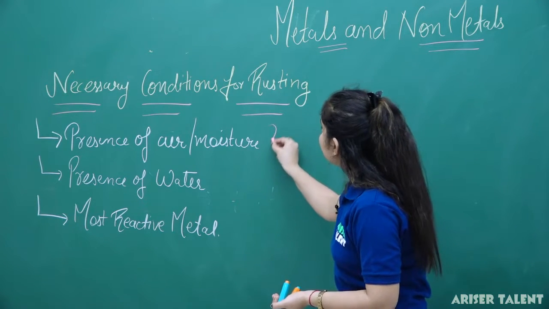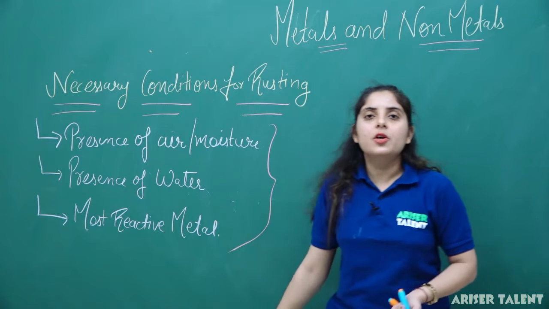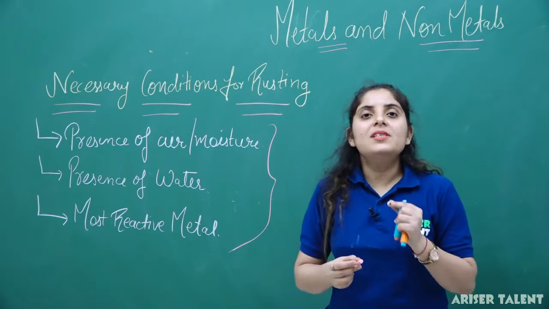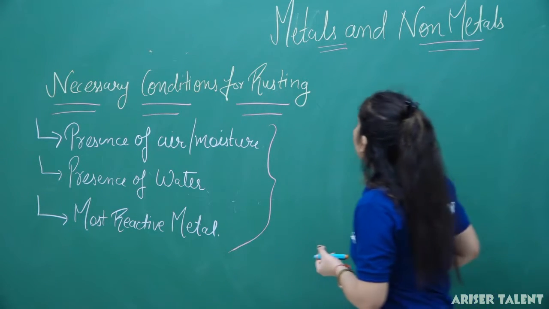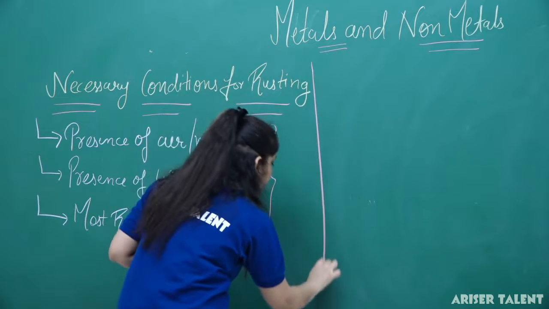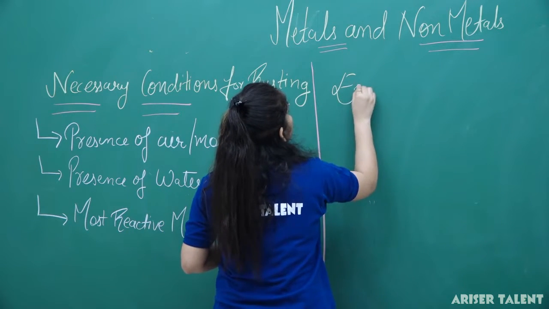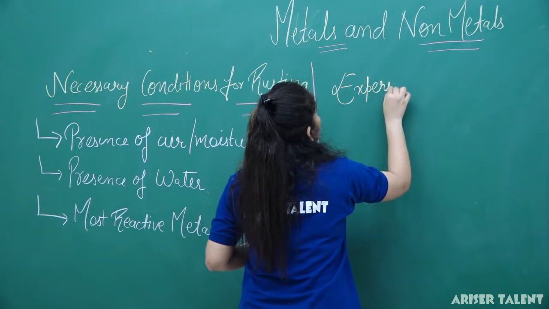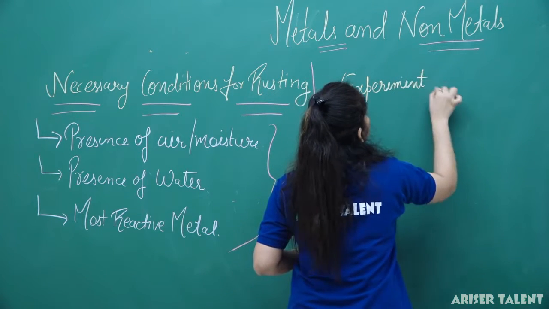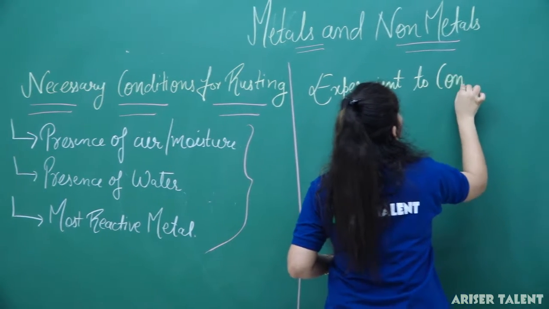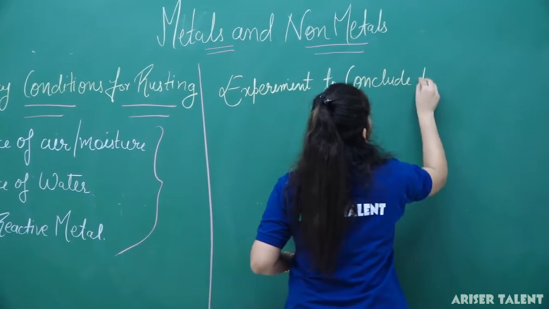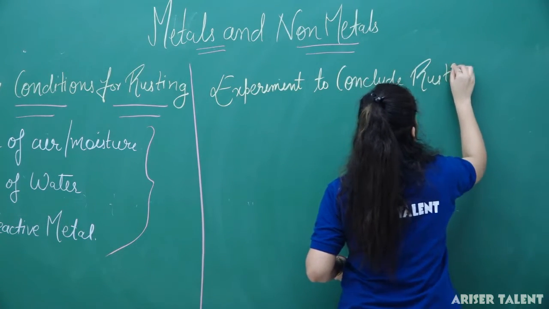So we have taken the three basic conditions for the rusting of iron. Now we will see an experimental setup. Our next topic will be the experiment to conclude rusting of iron.